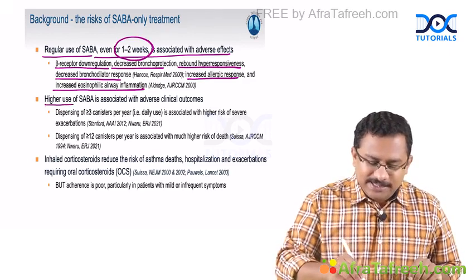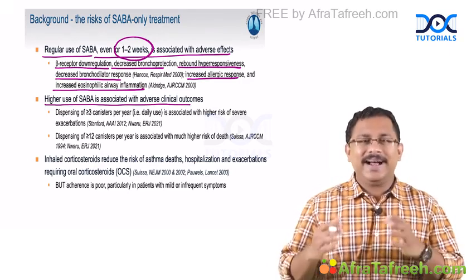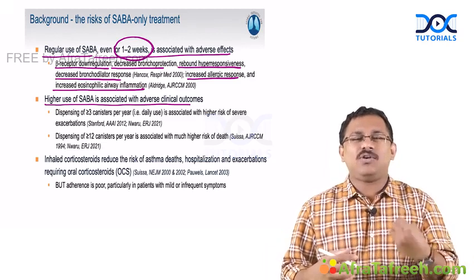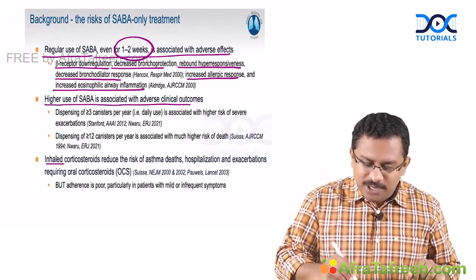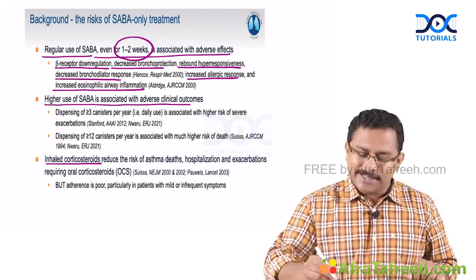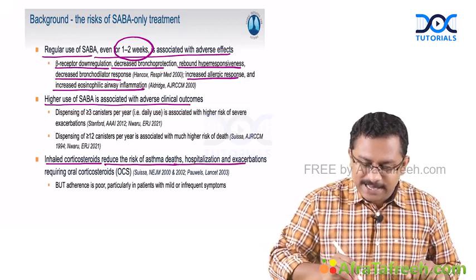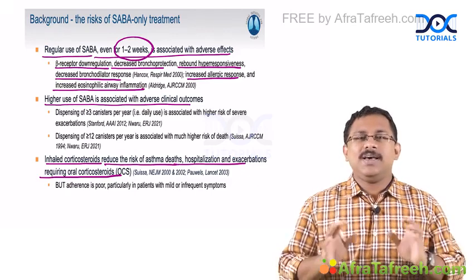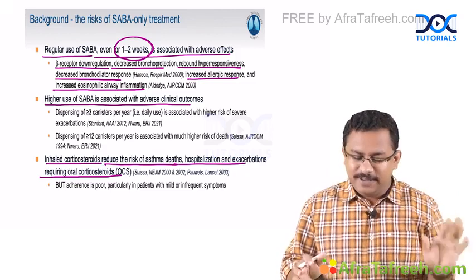Okay, and various trials showed that higher use of SABA resulted in adverse outcomes. And also it was shown that inhaled corticosteroids have their own beneficial effects. So when you give ICS along with this SABA, that reduces the risk of asthma deaths, hospitalizations, and exacerbations requiring OCS, oral corticosteroids. Because I told you oral corticosteroids are given only for the step 5 cases.